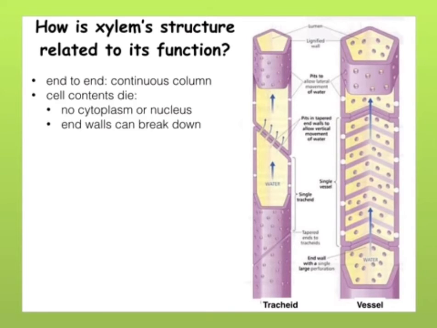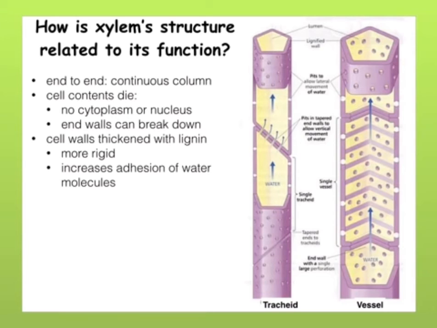The cell contents die when mature, which means that there's no cytoplasm or nucleus to prevent water flow. The end walls can break down, so there's no barrier to water flow between the adjacent cells. The cell walls are thickened with lignin, which makes them more rigid and therefore less likely to collapse under the tension created by the transpiration pull. This also increases the adhesion of water molecules, allowing them to rise by capillarity.